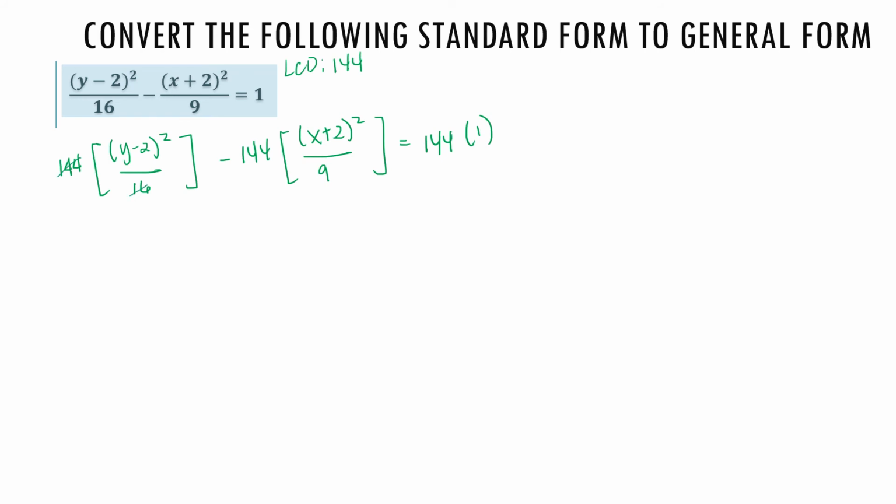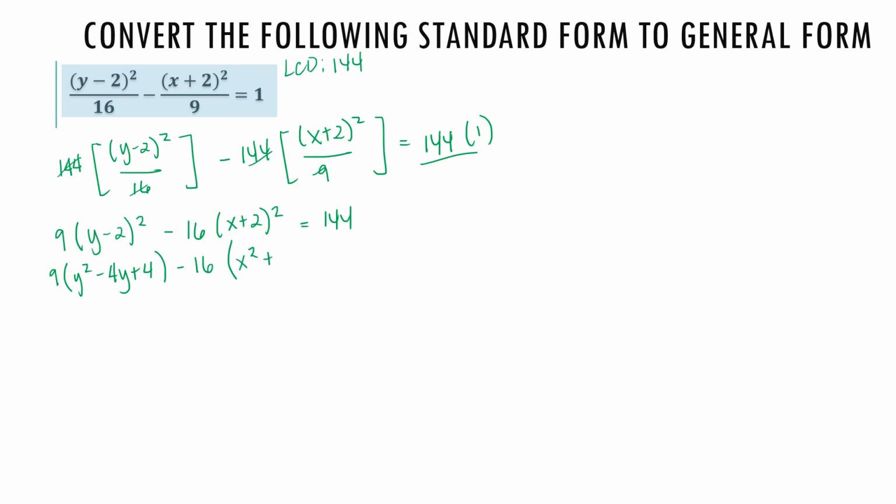144 divided by 16 is 9, times (y - 2)^2. 144 divided by 9 is 16, times (x + 2)^2, equals 144 times 1, which is 144. Now, expand. Expand (y - 2)^2. This is y^2 - 4y + 4, minus 16. Expand (x + 2)^2: x^2 + 4x + 4, equals 144.